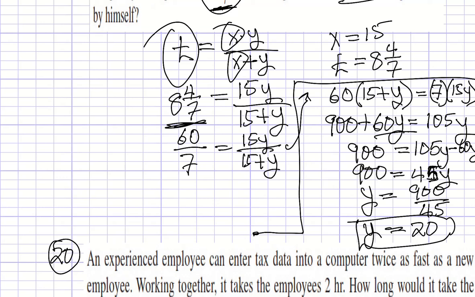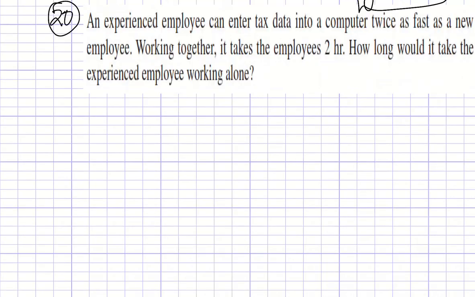Let's see. So we'll go to the next one. What is that? An experienced employee can enter task data into a computer twice as fast as a new employee. You see that? Working together, it takes the employees 2 hours. How long will it take the experienced employee working alone? Notice what is going on. You gotta read carefully. There's nothing to be scared of. The same formula will work. He says an experienced employee can do the job twice as fast as the new employee.